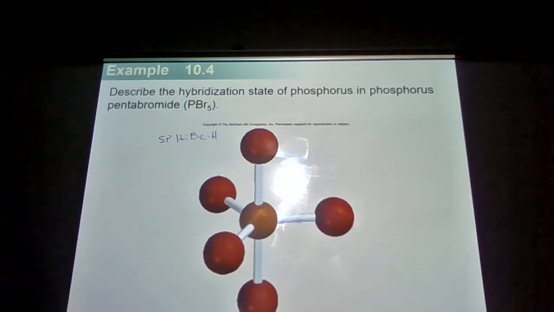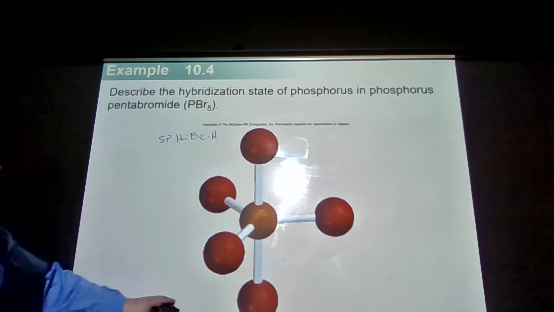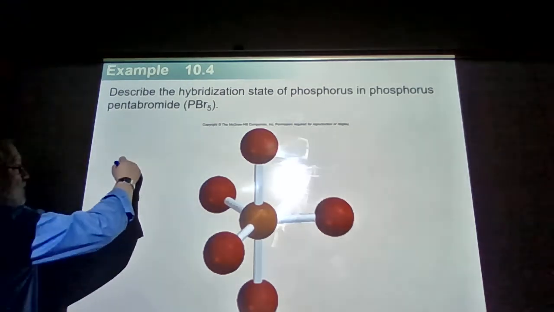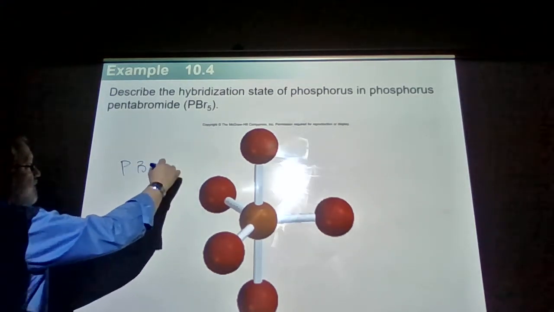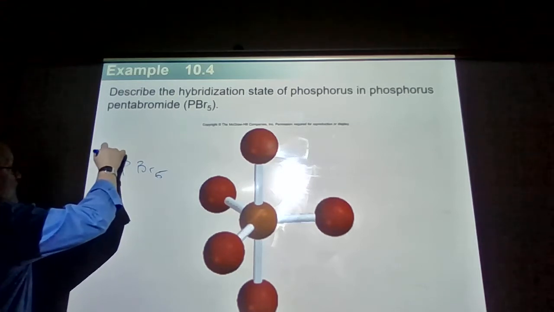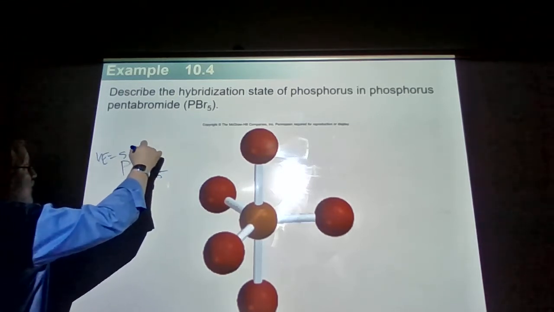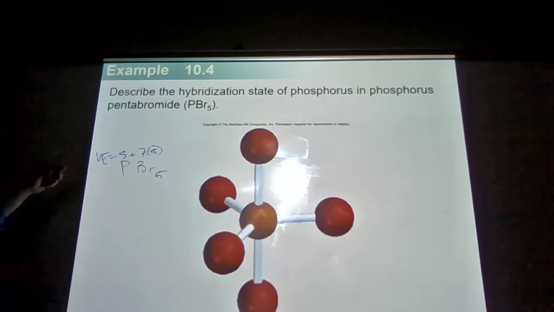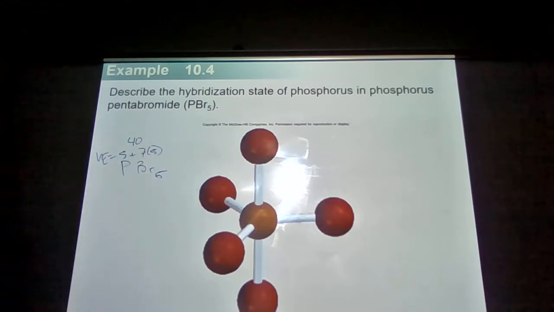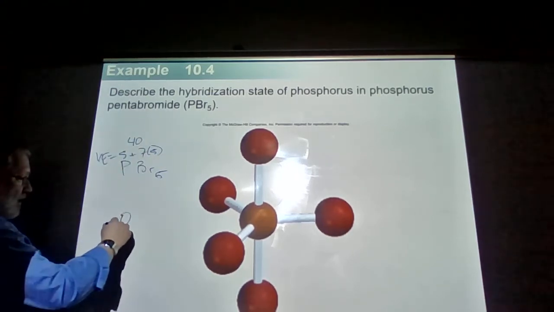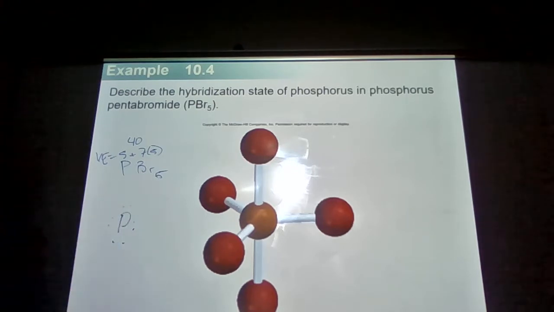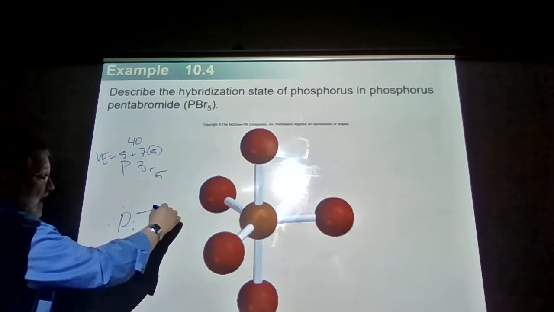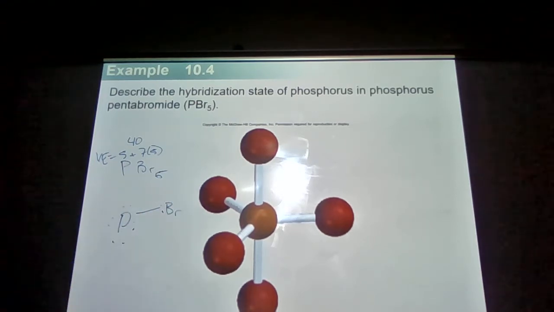So in phosphorus pentabromide, PBr5, valence electrons: 5 plus 7 for each bromine, but there are 5 of them. 7 times 5 is 35, total of 40 valence electrons. Let's start out again by putting the 8 electrons around phosphorus, but we know that there are 5 things bonded, so we have to have an extra electron pair drawn out.